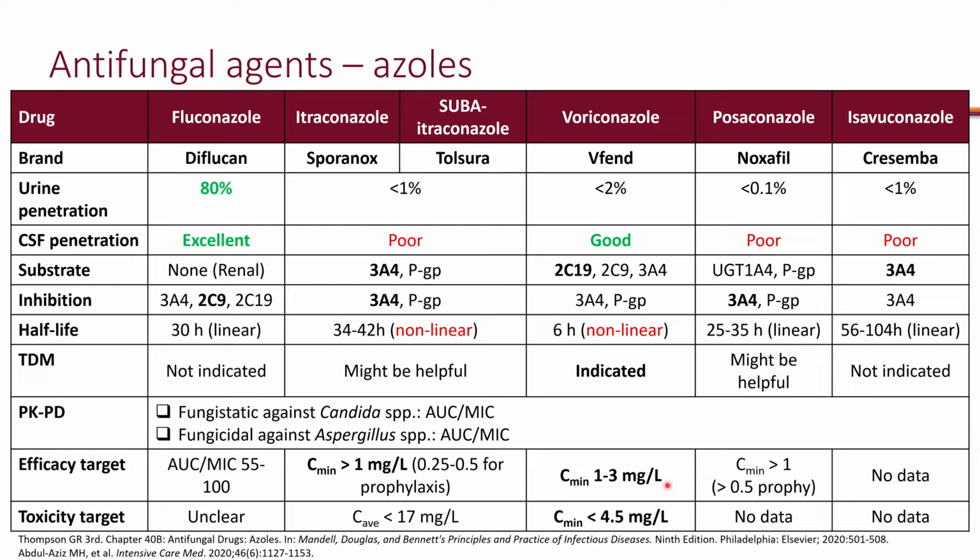And then posaconazole, it might be helpful in general. If you're using the tablet, it's very well absorbed, but if you want to make sure, you could check the levels. Just like itraconazole, the levels have to be at least 1 for treatment and 0.5 for prophylaxis. And therapeutic drug monitoring is not recommended for isavuconazole, due to limited data, and it's very well tolerated and well absorbed, so it's usually not needed.